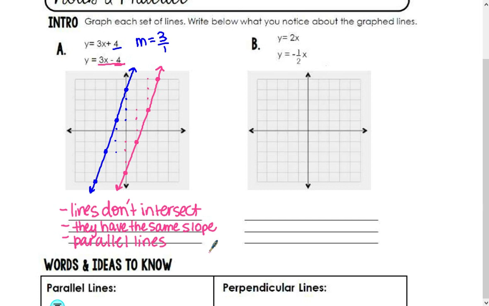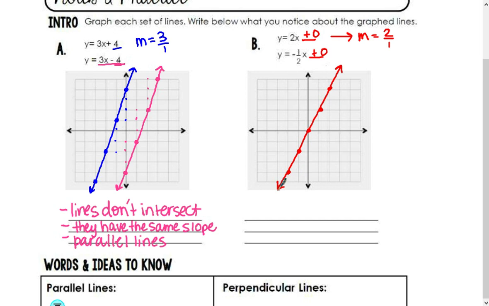Alright, let's hop over here to B. And first thing, what is our y-intercept? If it's missing, it is 0 for both of these. Alright, so let's go ahead and graph these. I'm going to graph the first one starting at 0. And again, for this one, my slope is going to be 2 over 1. So I'm going to go up 2 over 1, up 2 over 1. And then I'm going to follow that pattern backwards.